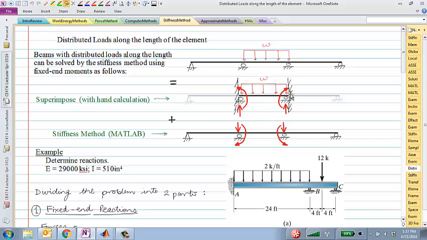Let me see if I can pull that up. Not sure why it's not showing up. There we go. It's too bright. Okay.